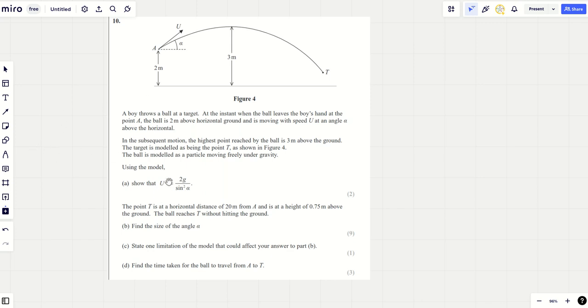So if we're going to show that u squared is 2g over sine squared alpha, well, what I'm going to do first is write out everything I've got. I'm going to write the vector u, in other words, the initial velocity vector, would be u cos alpha and u sine alpha. And that's because you can make this into a little triangle. And clearly, the capital U is on the hypotenuse, so that's u cos alpha and that's u sine alpha. Hopefully that's nice and clear.